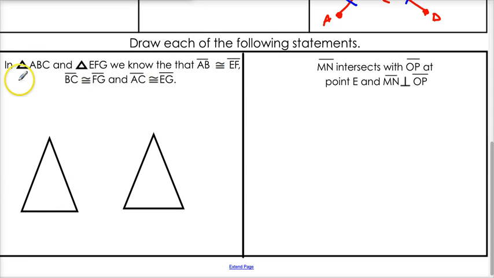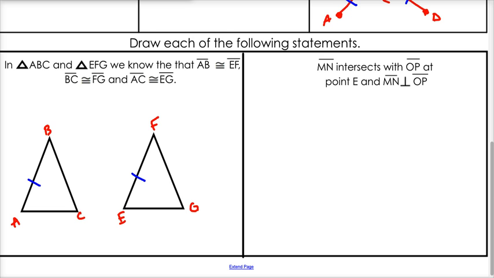We know, so in triangle ABC, let's label this, and we have triangle EFG. All right, EFG. You should draw along with me. All right, we know that line AB is congruent to line EF. So this AB is congruent to EF. So we put those hashes, which tell me that they're congruent.